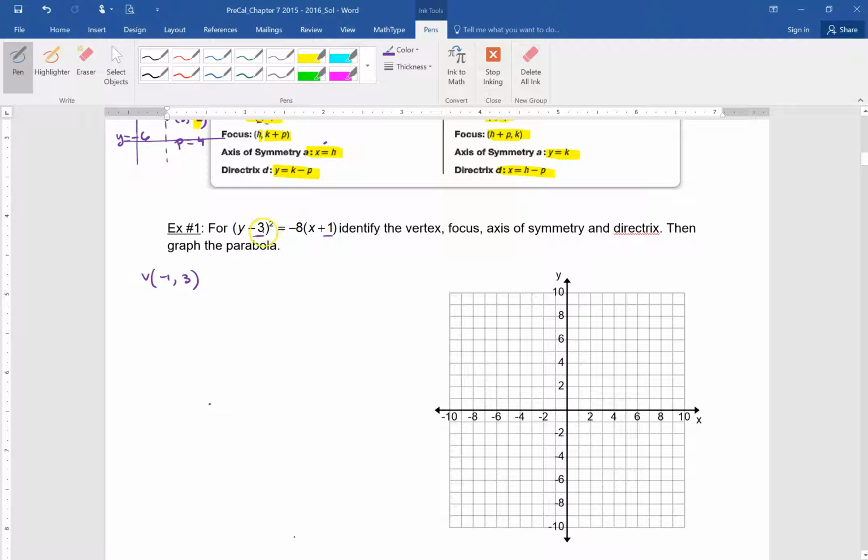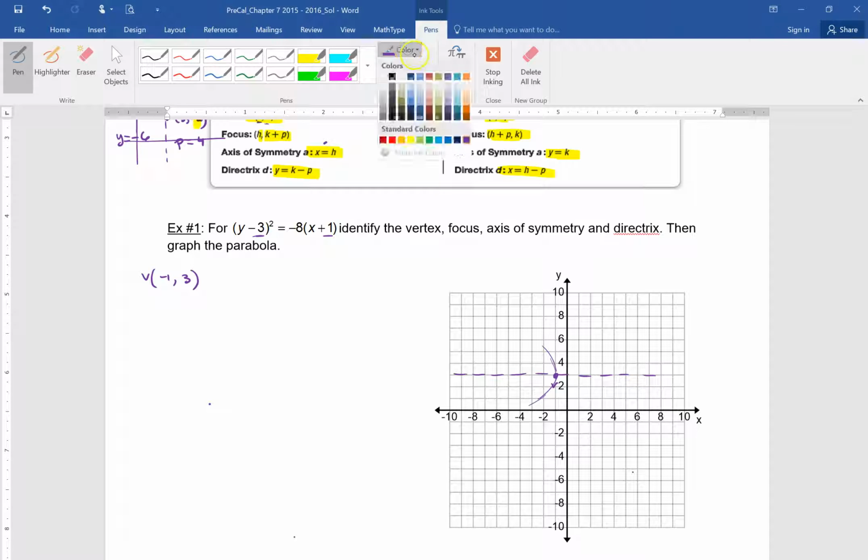Now, if the y is squared, is this a horizontal parabola or a vertical one? If the y is squared, this is a horizontal one. The vertex is -1 and 3 right there. And if it's horizontal, I'm just going to sketch it for now. It looks like this. I'll tell you how to figure that out in a minute. So that means this is the axis of symmetry, right? Now the focus is going to be on the axis of symmetry.